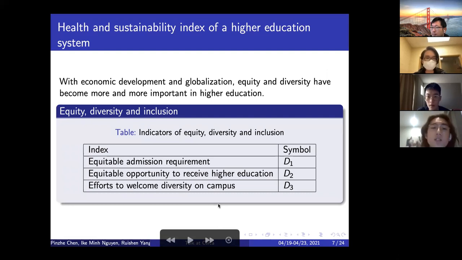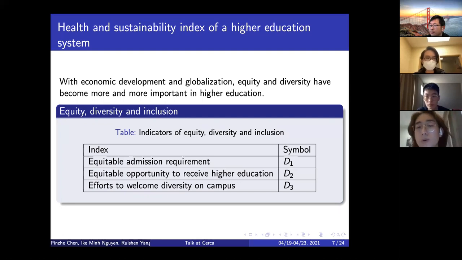The next indicator is equity, diversity, and inclusion. With economic development and globalization, equity and diversity have become more and more important. We believe that an equitable admission requirement, equitable opportunity to receive higher education, and how much effort is made to welcome diversity would be the main indicators to reflect the equity, diversity, and inclusion of a higher education system.